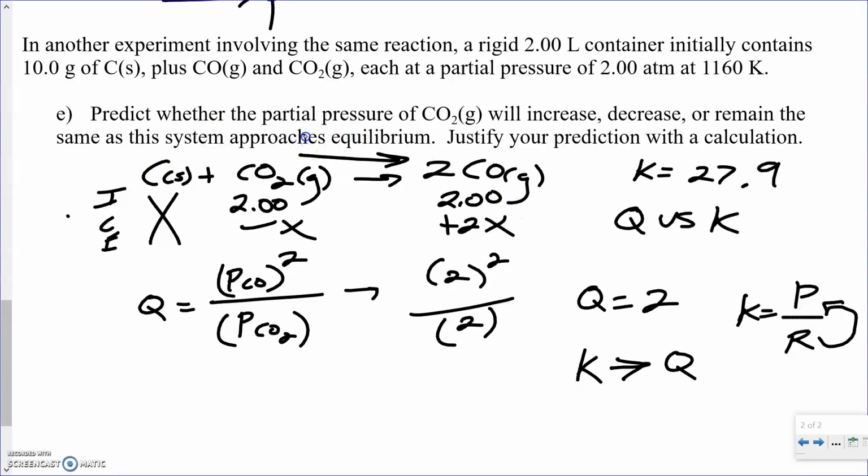So what does that mean? Predict whether the partial pressure of CO2 will increase, decrease, or remain the same. Well, CO2, we're losing some CO2, and it's shifting towards our carbon monoxide, so that means CO2 will be decreasing. And of course, the reason for that prediction is our calculation with Q, and we would simply say Q is less than K, therefore it's going to be shifting towards products, using reactants one way or the other, therefore carbon dioxide will be used, and therefore decreasing in pressure. Okay, so hopefully this is helping.